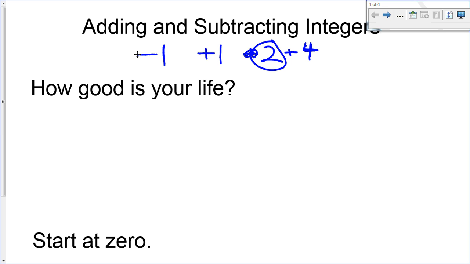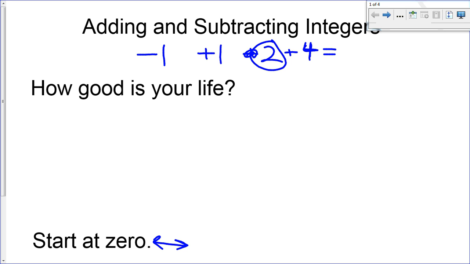So I think we know that much. If there's no sign, if it's just a number, we know that that's a positive number. And if you see it at the beginning of an equation or an expression, then that means you add that number, but you start at 0.